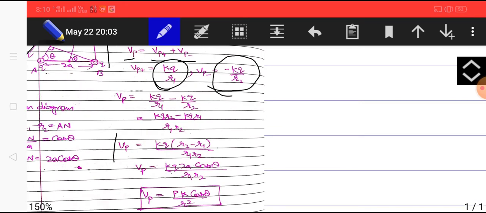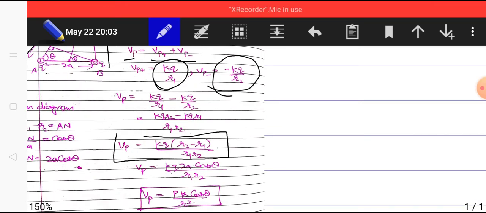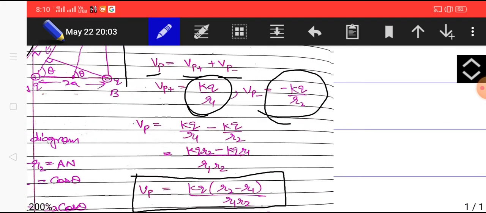Up to this relation, I think there is no problem. It is very easy. The formula of potential is kq by r. One charge is positive, one charge is negative, one distance is r1, the other distance is r2. So it's simply kq by r1 minus kq by r2. Now the next step, which is very important.